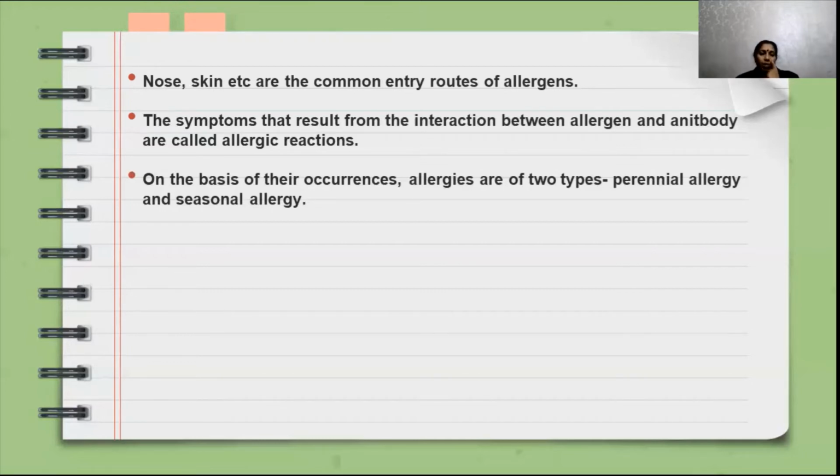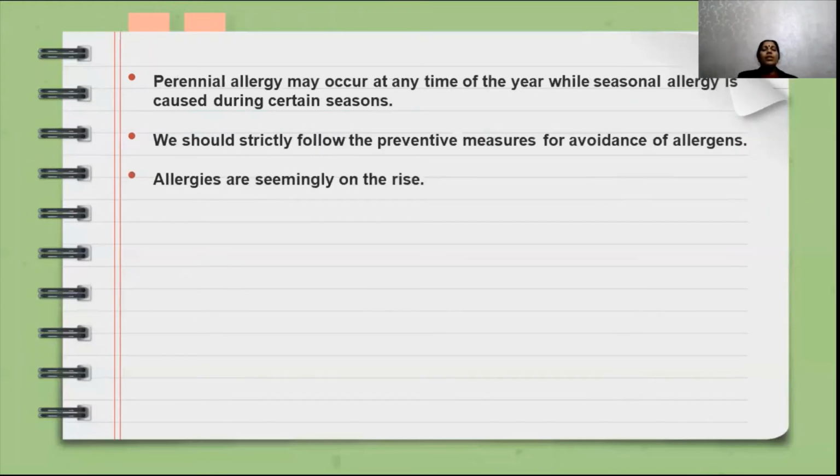The symptoms that result from the interaction between an allergen and the body are called allergic reactions. The symptoms, prevention, and precautions are also mentioned here. On the basis of their occurrence, allergies are of two types. Perennial allergy may occur at any time, while seasonal allergy can occur during certain seasons only.